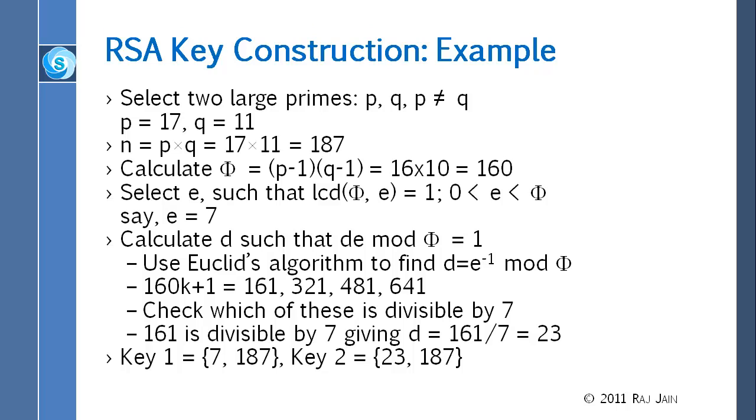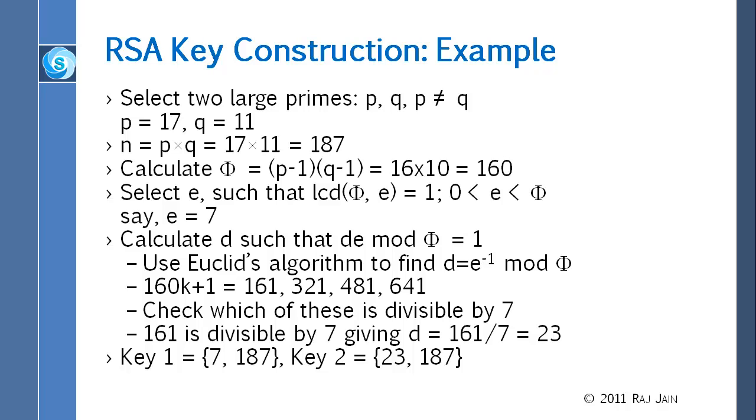So here is an example, similar to the example we worked. You take 2 large primes. In this example we take 17 and 11. You multiply the primes, that is your n: 17 times 11, 187 is your n. You calculate the totient function for n.